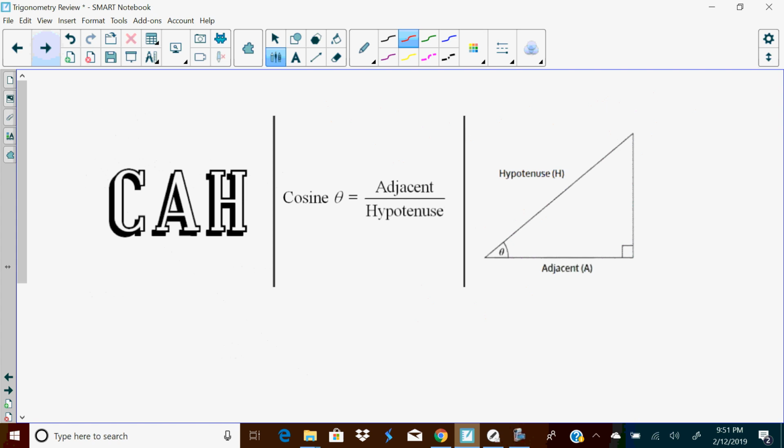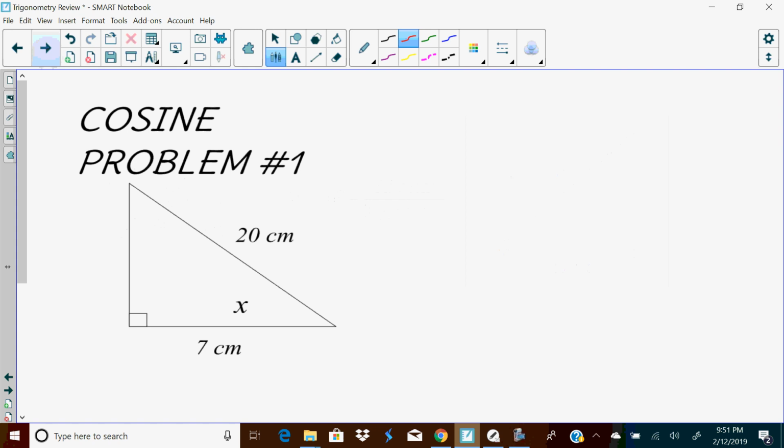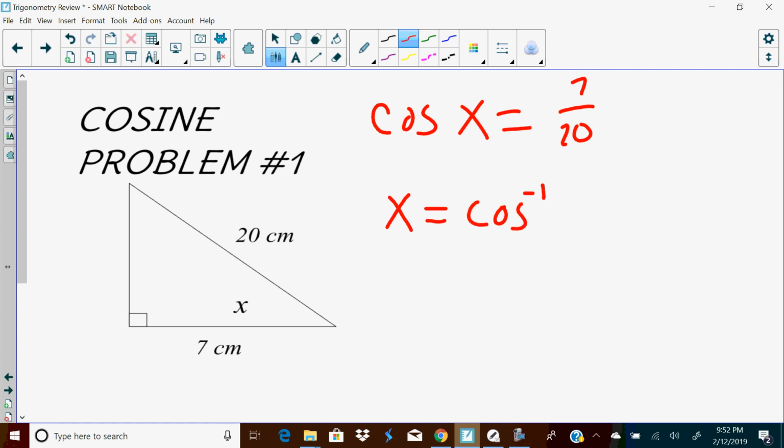So the next one is when I would use cosine. So if I have the adjacent to my angle and my hypotenuse, I would use cosine, or if that's what I'm looking for and I know my angle. So the first example is I'm looking for the angle measure. So I know the cosine of x is going to equal the adjacent over the hypotenuse. So in this case, it's going to equal 7 over 20. So I use the inverse of cosine. So x is equal to the inverse of cosine of 7 over 20. Put that in my calculator. I get x to be 69.51 degrees.